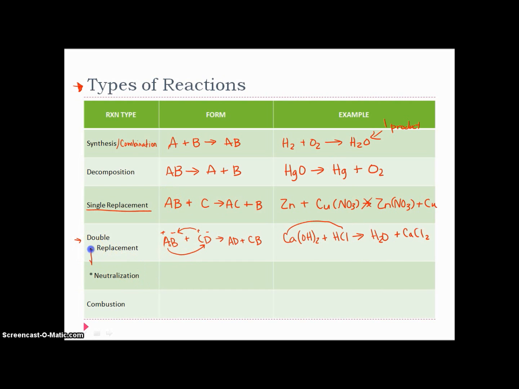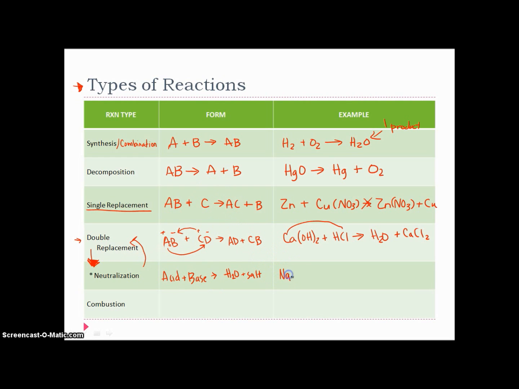A really big deal of double replacement is neutralization, where you take an acid and a base to make water and a salt, which is completely neutral. We can pour it down the drain. So in all of our labs, when we've been doing neutralization, we've actually been doing a double replacement reaction.